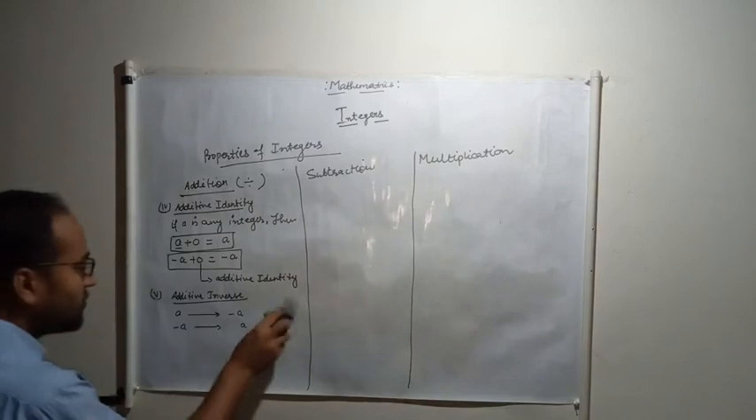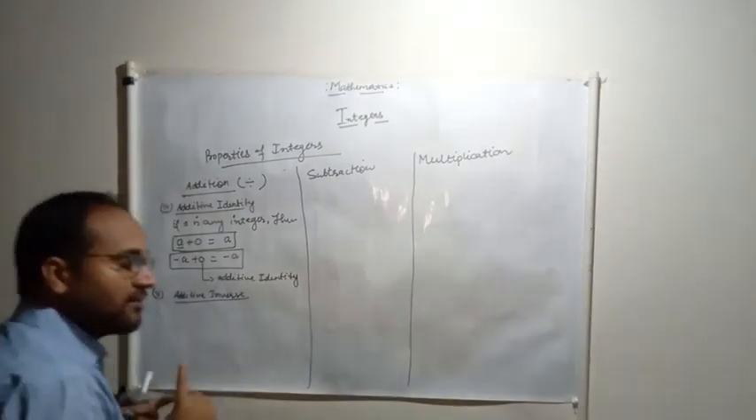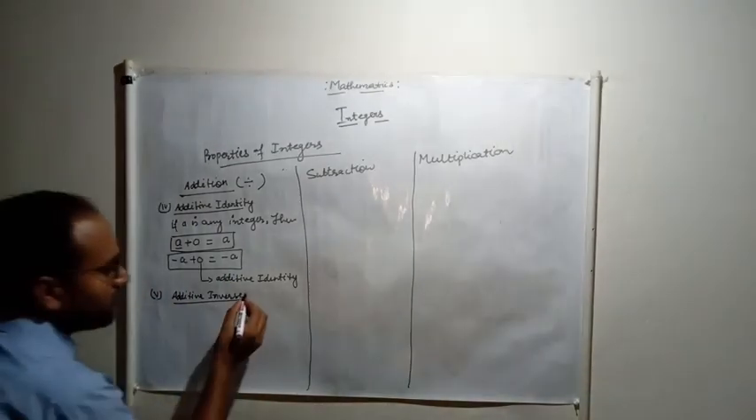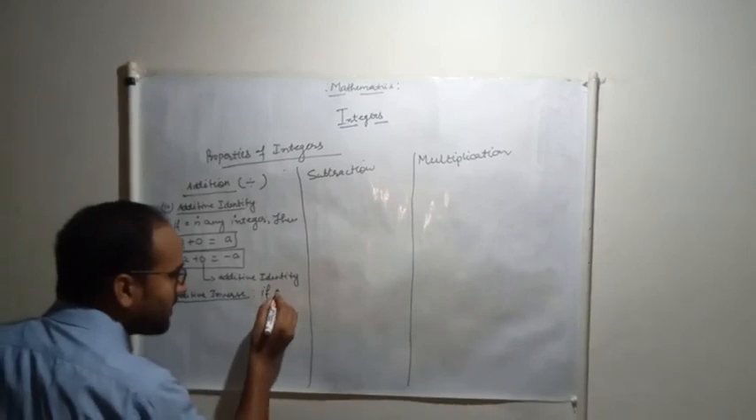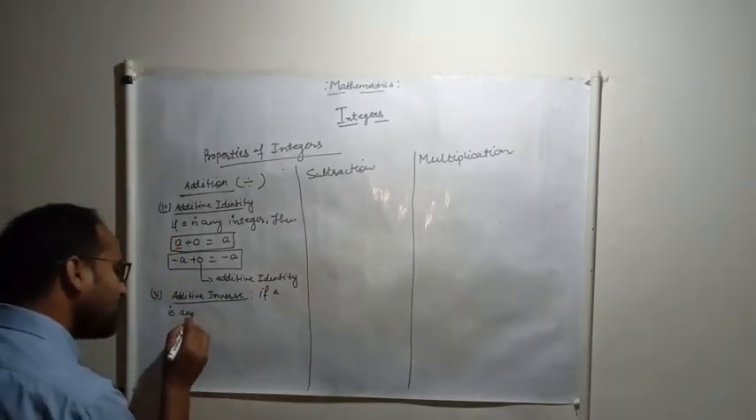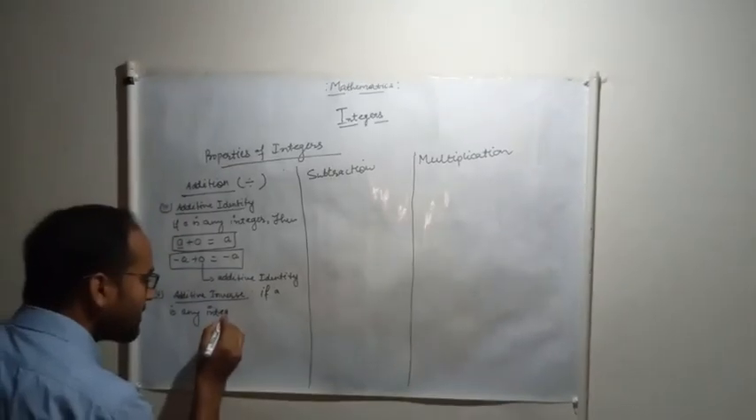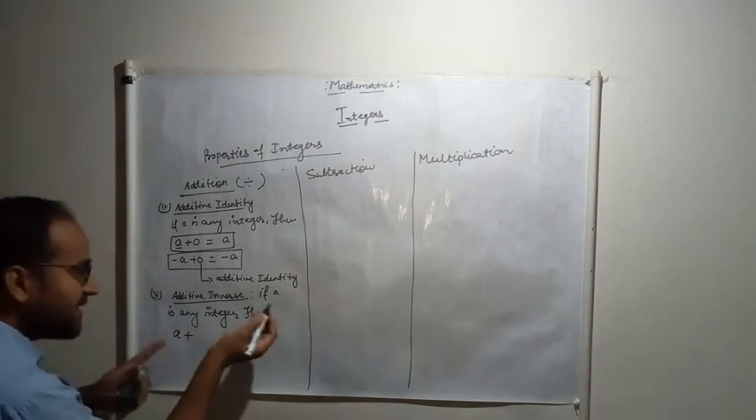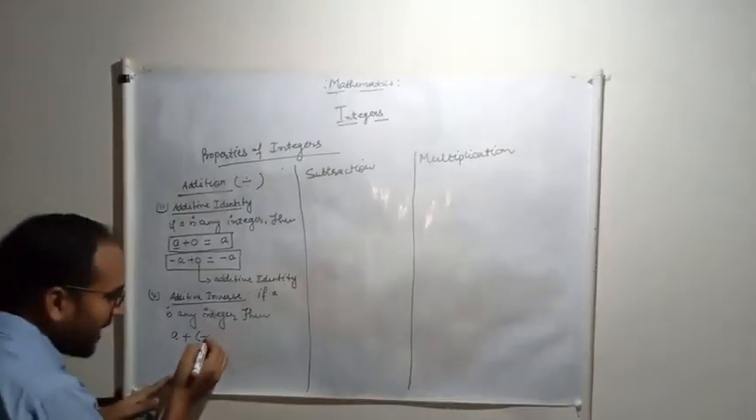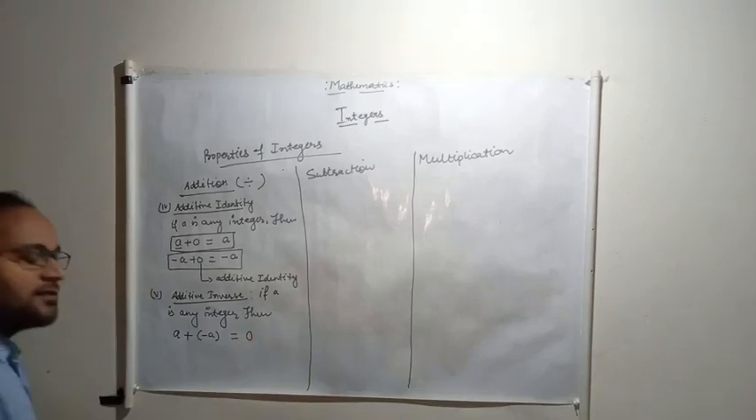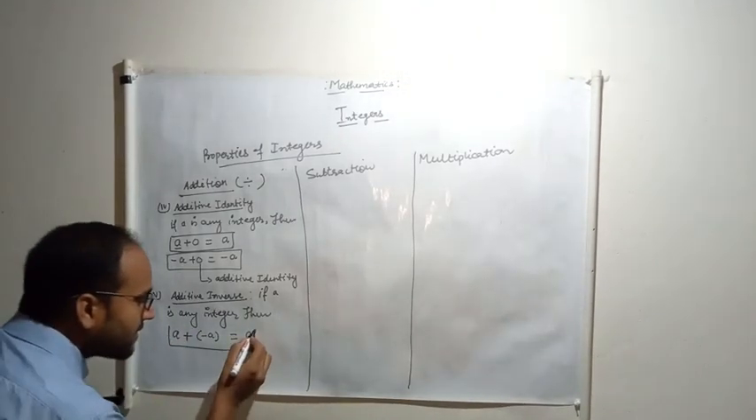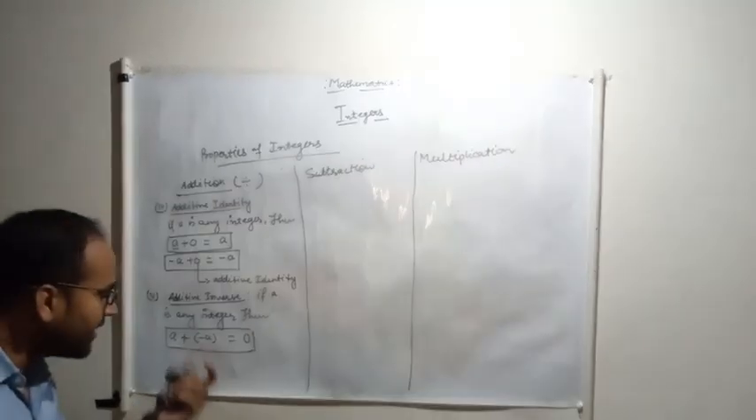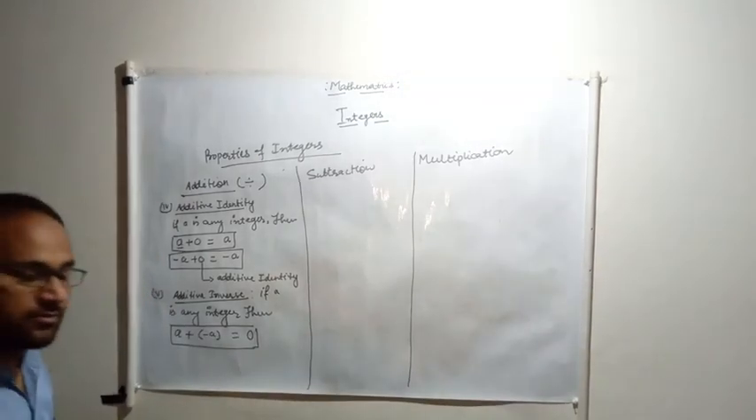And if you add an integer and its inverse, you always get 0. If a is any integer, then if you add a and its additive inverse minus a, the result will be 0. So always remember that the sum of an integer and its additive inverse is 0.